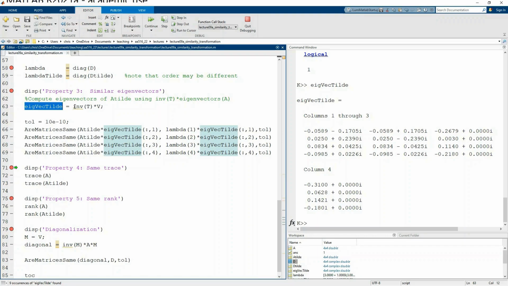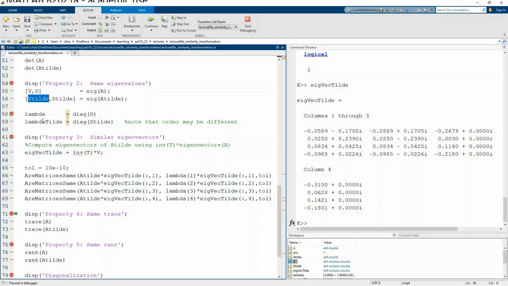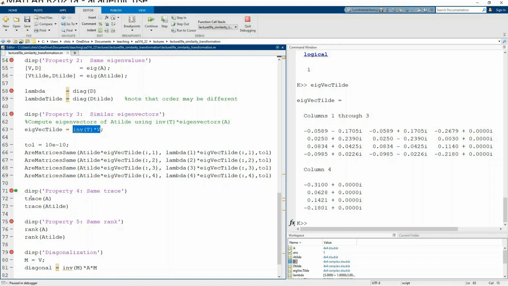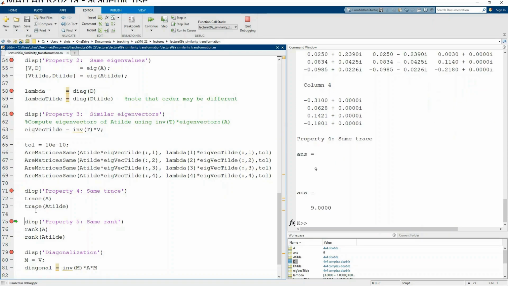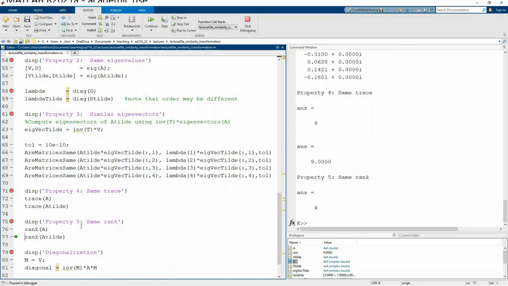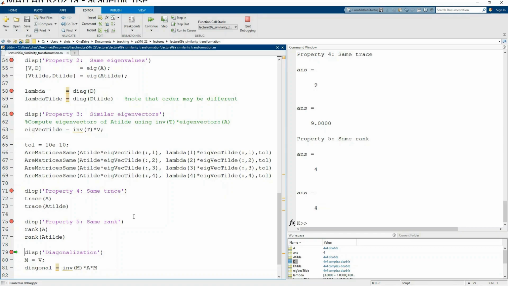That's great because I did not use the eigenvectors that the MATLAB function computed for me. I used the eigenvectors of the original A matrix and then used our similarity transformation to get those eigenvectors. So this shows property 3 works for this case, where the eigenvectors are related to the original A matrix eigenvectors through this transformation. The last two properties are almost trivial. Again, I'm just going to look at the trace. Let's take a look at both of those. In both cases, A and A tilde have a trace of 9, and they should both have the same rank. Both of them have a rank of 4.